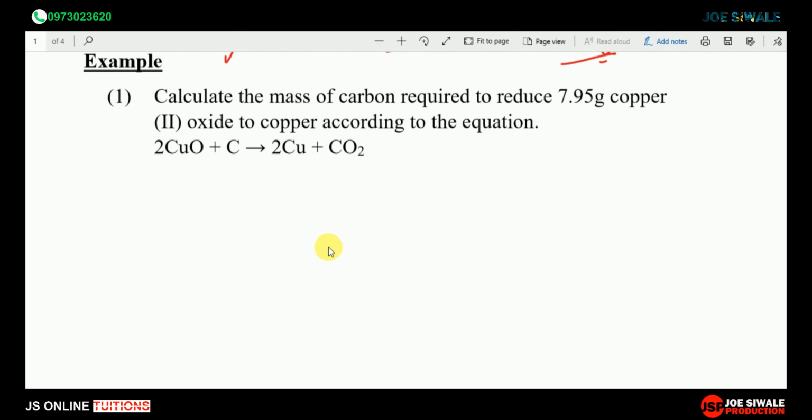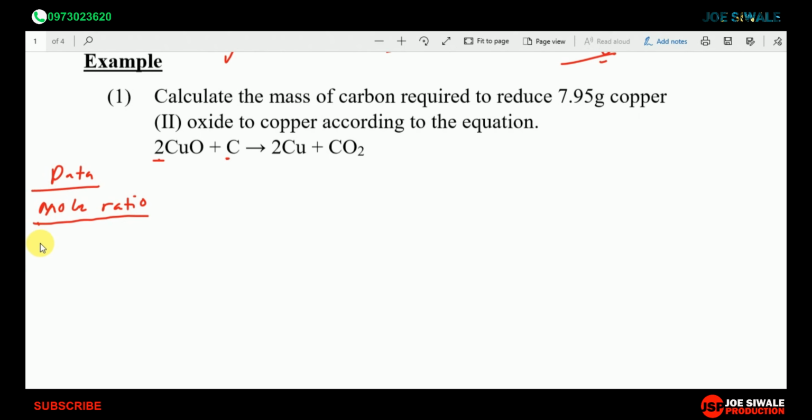Then from there, we're going to collect our data. And from the data, the first thing that we're going to find is the mole ratio. Our mole ratio: we have 2 moles of copper 2 oxide that reacts with 1 mole of carbon. So 2 moles of copper 2 oxide reacts with 1 mole of carbon. So that's going to be our mole ratio. So let us write that down.